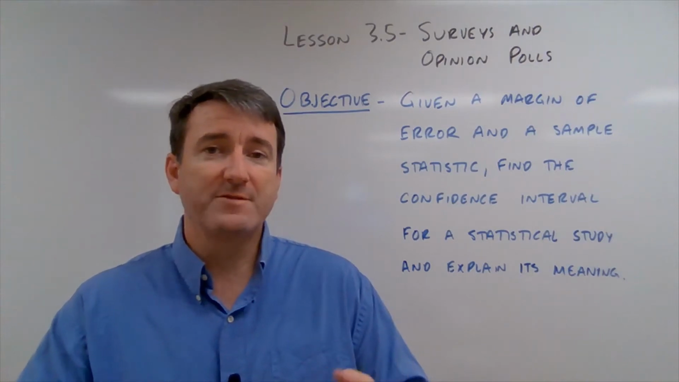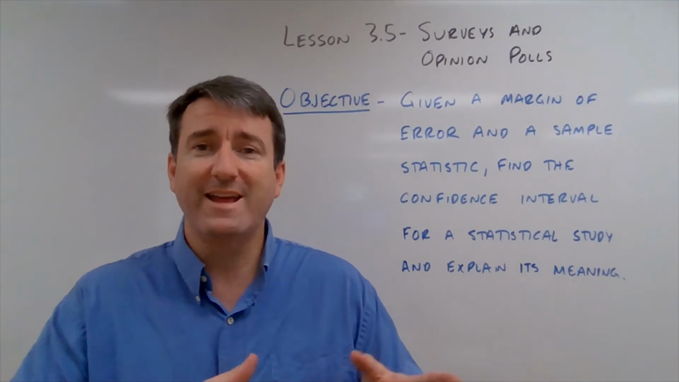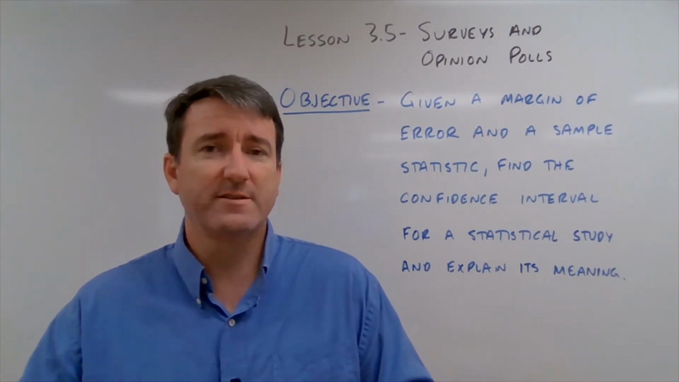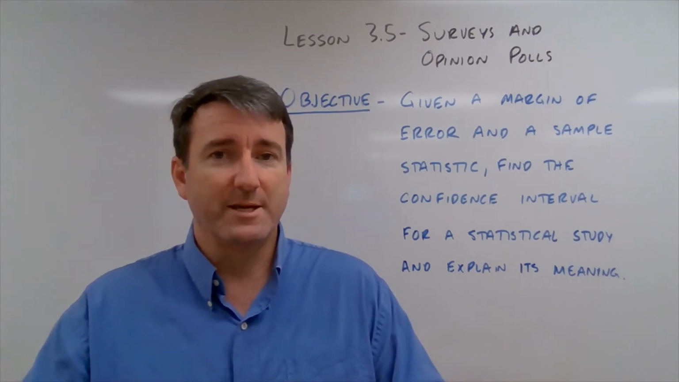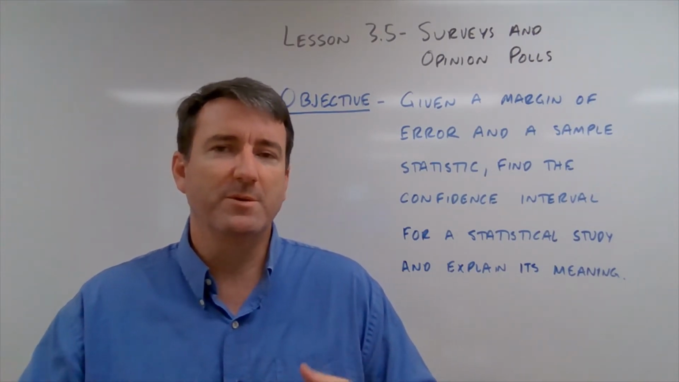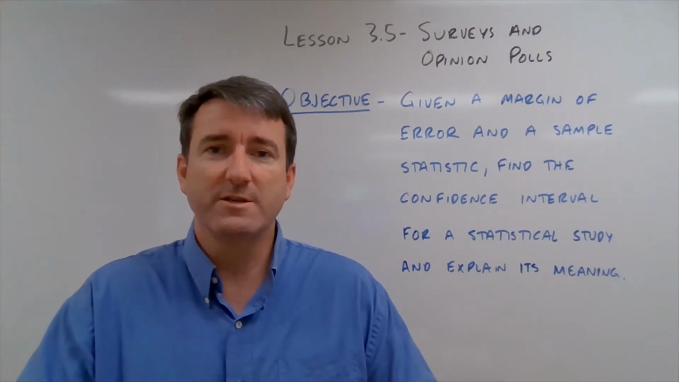Lesson 3.5, Surveys and Opinion Polls. Our objective for this lesson is to be able to find a confidence interval for a statistical study given a margin of error and a sample statistic. We also want to be able to explain the significance of the confidence interval for the results of our survey.